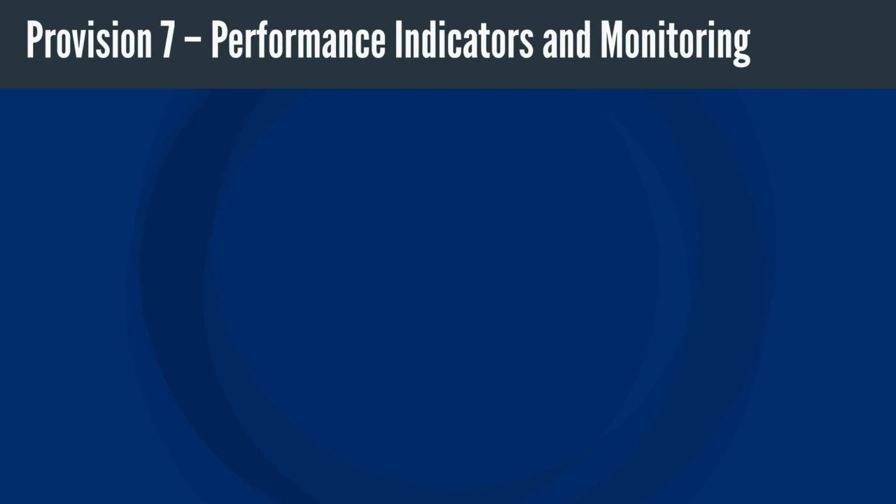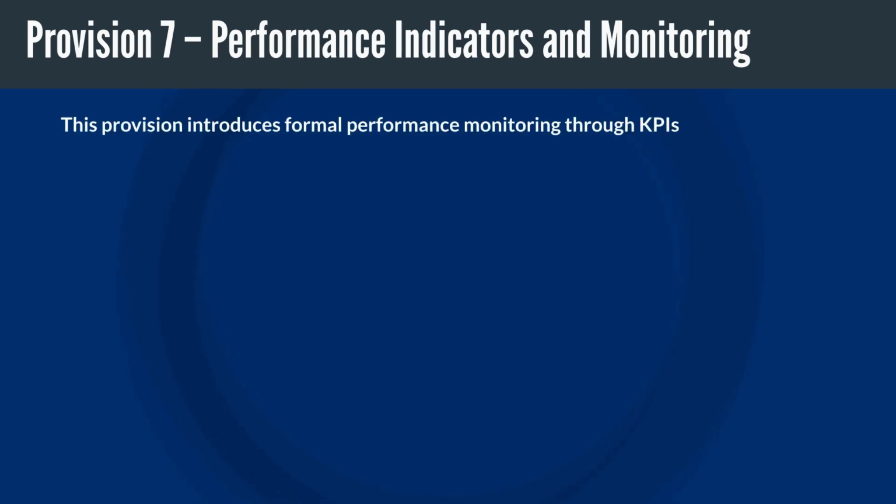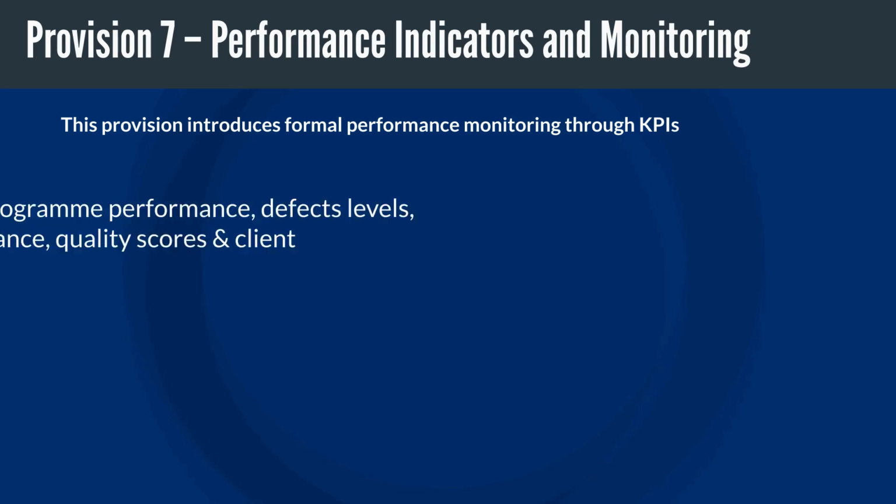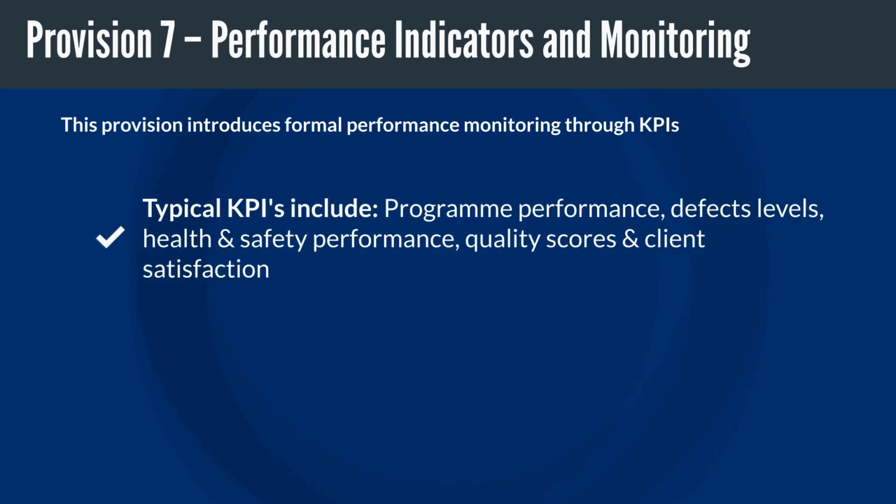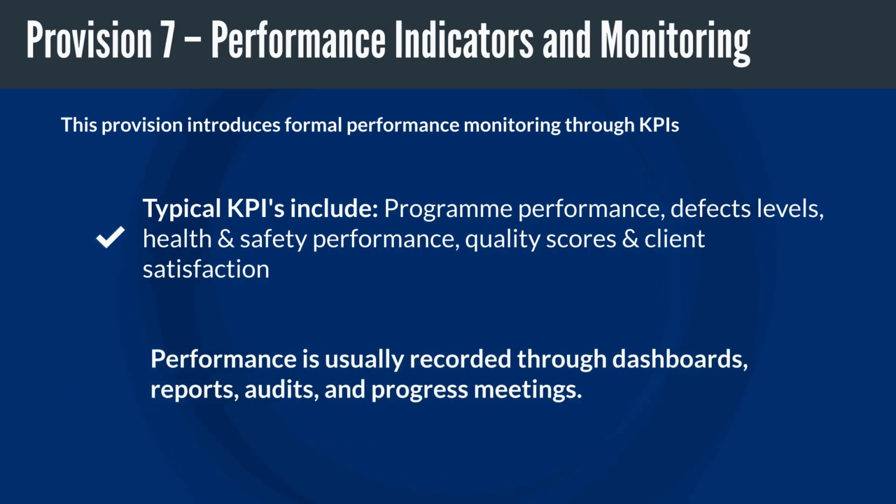And finally, Supplemental Provision 7. Performance indicators and monitoring. This provision introduces formal performance monitoring through KPIs. Typical KPIs may include program performance, defect levels, health and safety performance, quality scores, and maybe even client satisfaction.